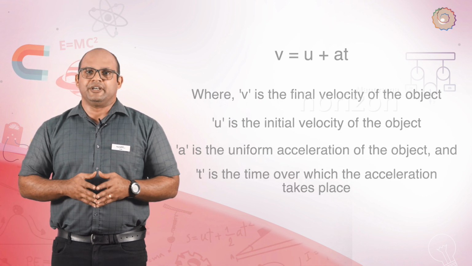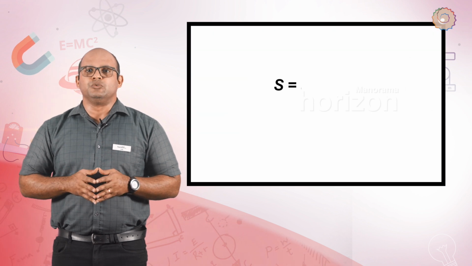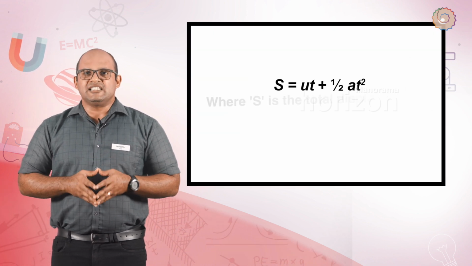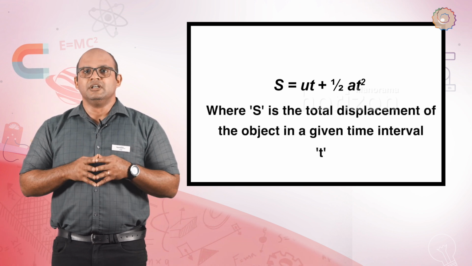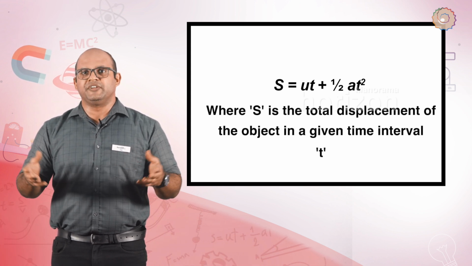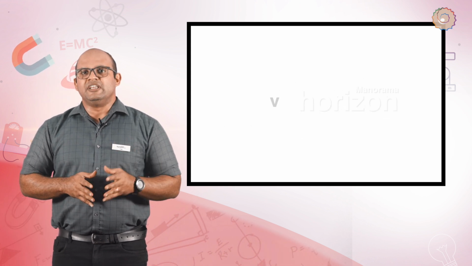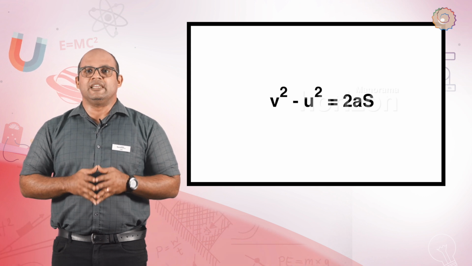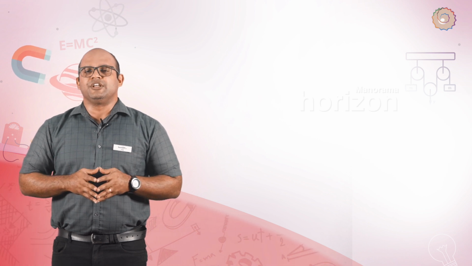The second one is s is equal to ut plus half at squared, where s is the displacement of the object in the given time interval t, and all the other figures have the usual meaning. And the last relationship is v squared minus u squared is equal to 2as, where all the symbols have their usual meanings.